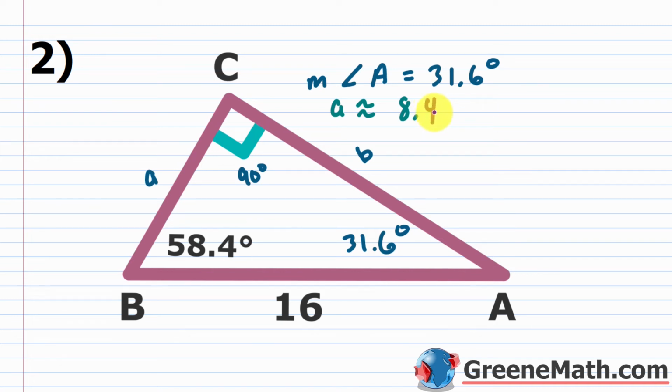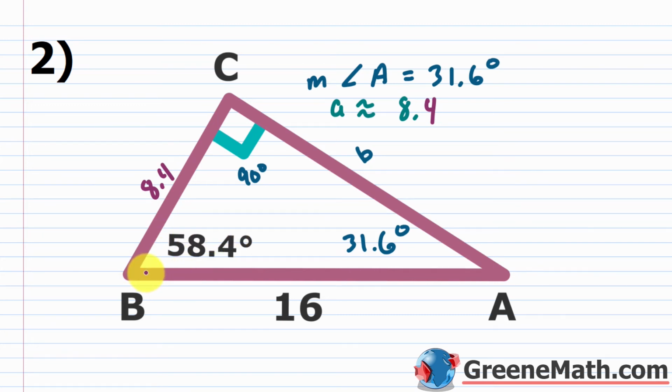Again, you can cut everything off after the 4. So my A, that missing side length, is approximately 8.4. All right, so now I need to figure out this lowercase b here, this missing side length. For that one, you could use this angle here if you want. There's a lot of different possibilities.